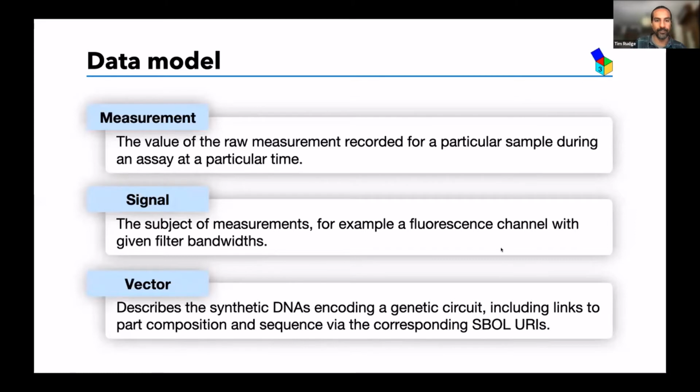And then that measurement and the sample is with respect to a particular vector, which we call a vector, which is really the DNA that encodes the circuit. And so it could be a collection of plasmids, for example, or a single plasmid, which encodes the elements of the genetic circuit.